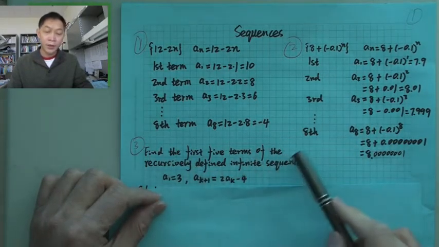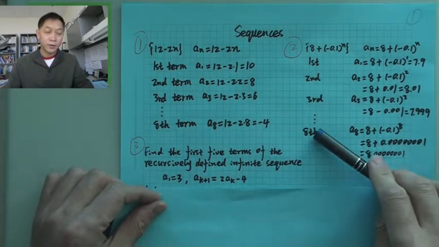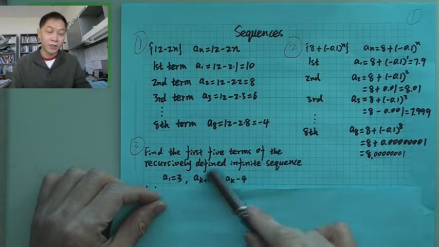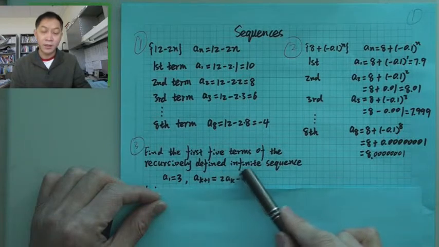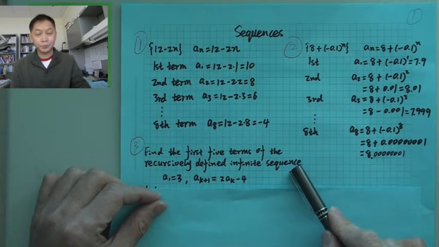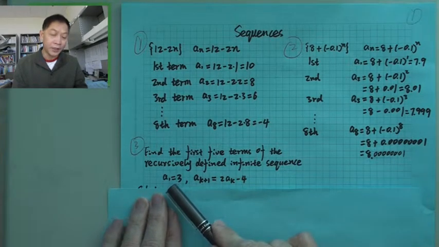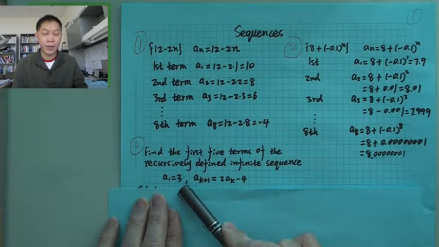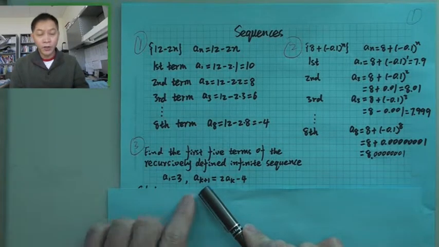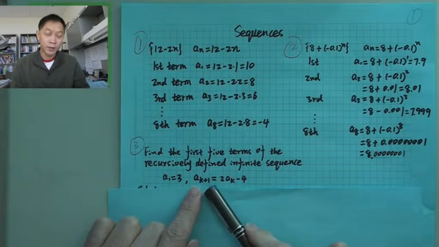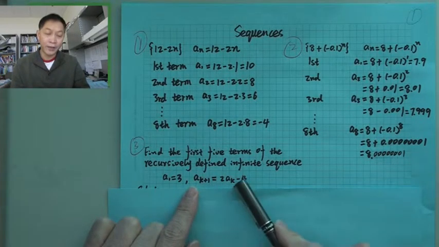The third example is slightly different. Find the first 5 terms of the recursively defined infinite sequence. Here we are given the initial term A1 is 3, that's the first term. And then the following term depends on the previous term. You see right here, k can choose different values.